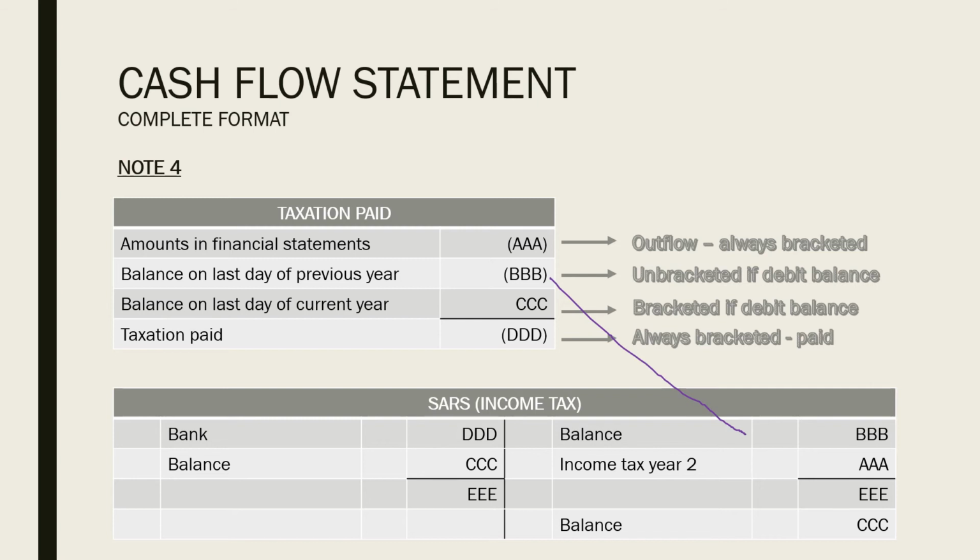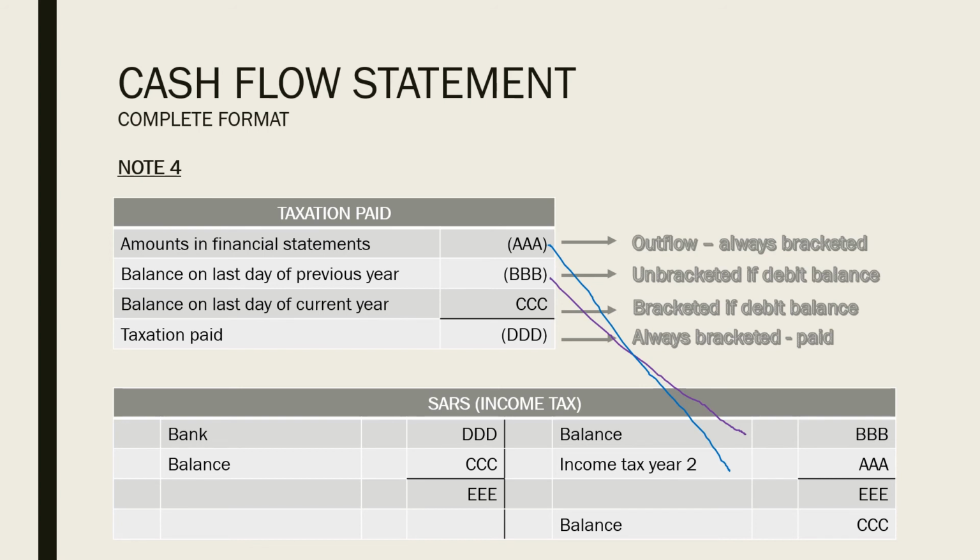Now, in this case, because this amount was bracketed, it has to be a credit balance. If this amount was not bracketed, there would be a balance brought down on the debit side. So you have to look at what they give you. Then we're going to add on the credit side, always on the credit side, the amount that was in the financial statement, the amount of income tax for year 2. We're going to add that on the credit side.